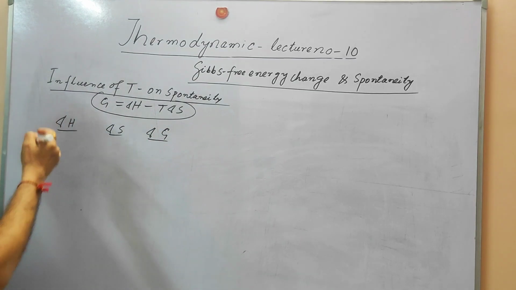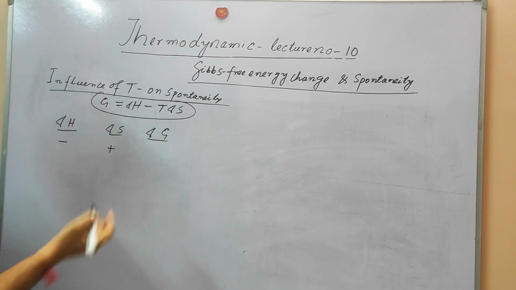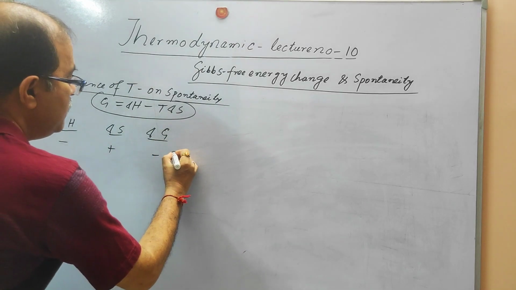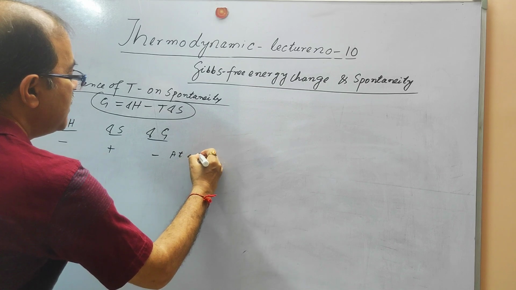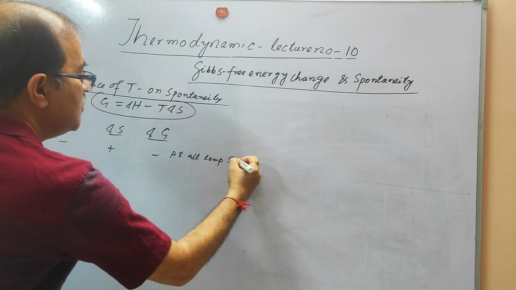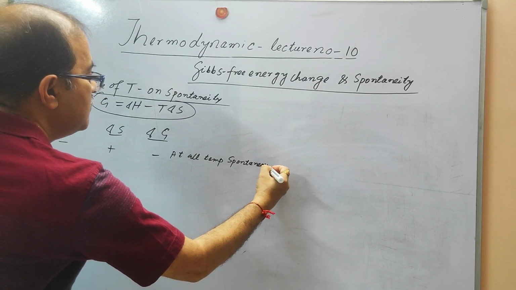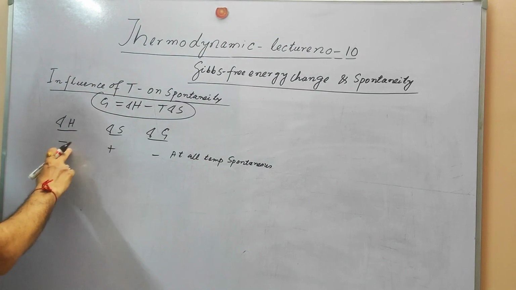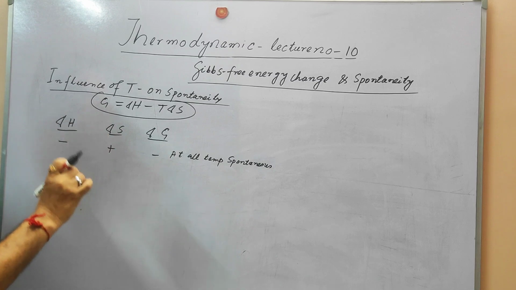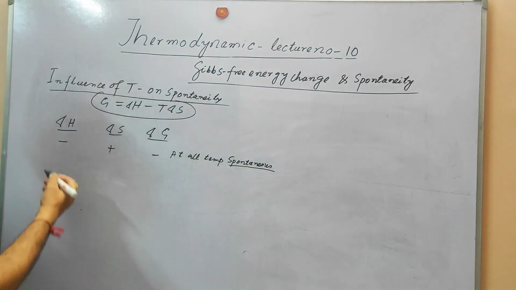When the enthalpy change is minus and the entropy change is plus, at that time you will see delta G is always minus. So we can write at all temperatures, spontaneous. When the reaction is exothermic and its entropy change is plus, then at any temperature you can see it is a spontaneous reaction.